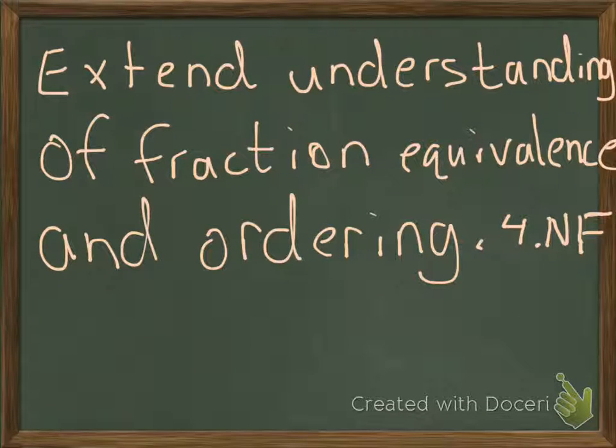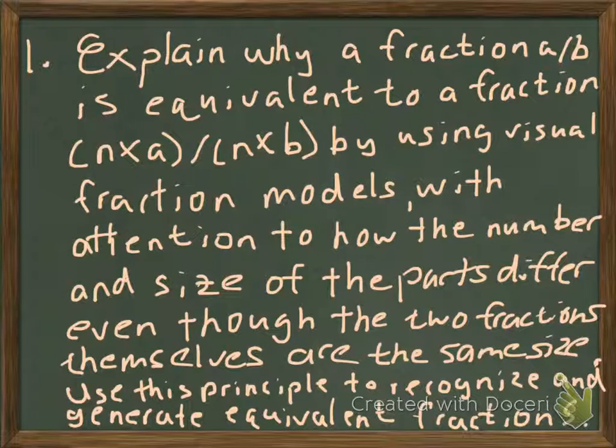This is the first standard in grade 4 of the Common Core fractions. Here we want to extend our understanding of fraction equivalence and ordering. Specifically, we want to explain why a fraction a over b is equivalent to a fraction n times a over n times b by using visual fraction models with attention to how the number and size of the parts differ even though the two fractions themselves are the same size. Use this principle to recognize and generate equivalent fractions.